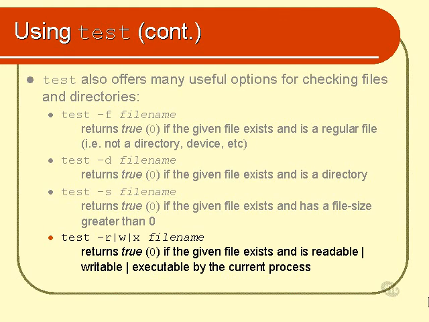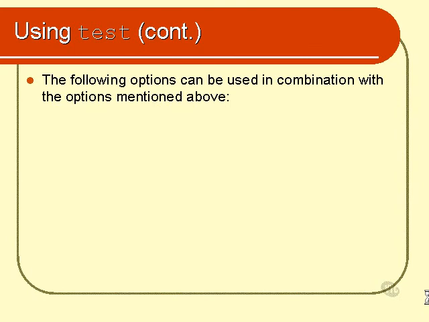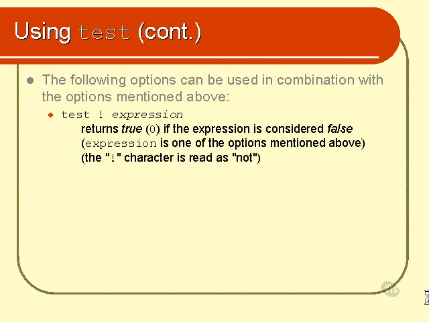Now there's a few more that aren't really related to files and directories, and they aren't really related to comparison either. They're kind of special ones. Let's have a look at those. These are used in combination with the options that I've just shown you. Test ! expression. Now you read the exclamation mark as the word not, so you can think of this as returning not the expression. So if the expression is false, then test will give you a value of true, and vice versa. And the expression is one of the things that we saw earlier, like, is the file writable?